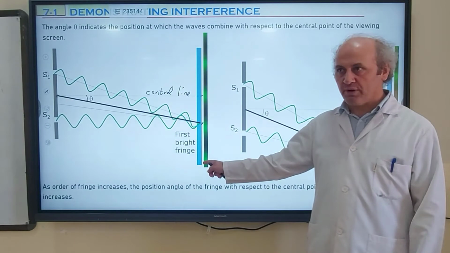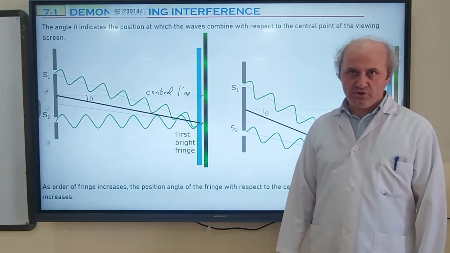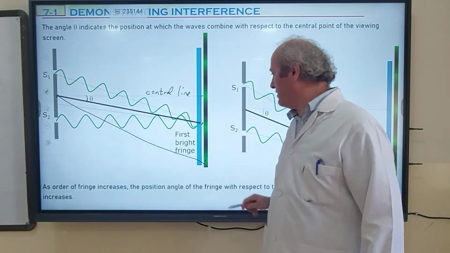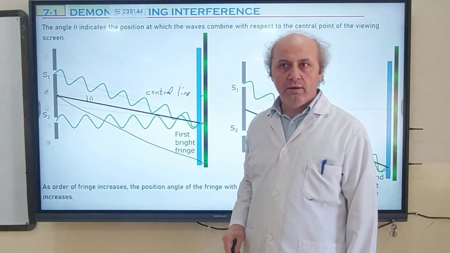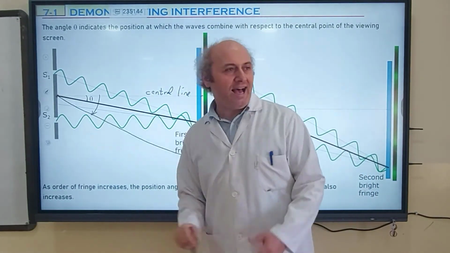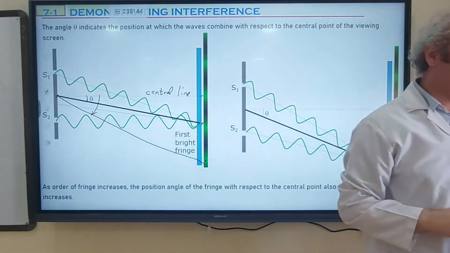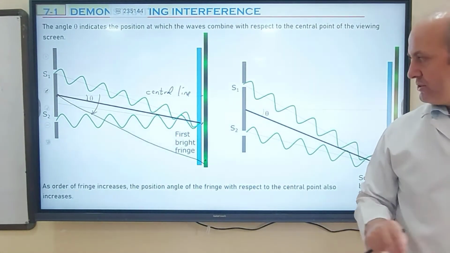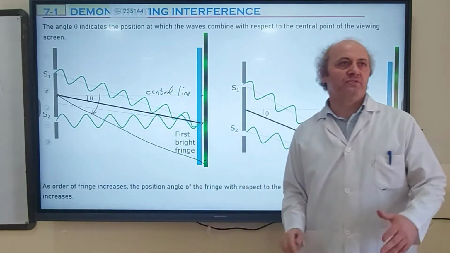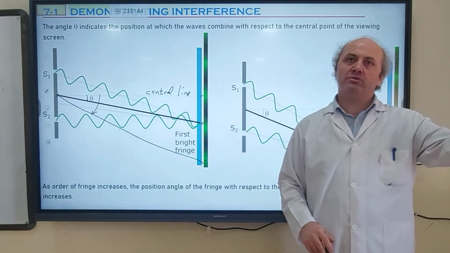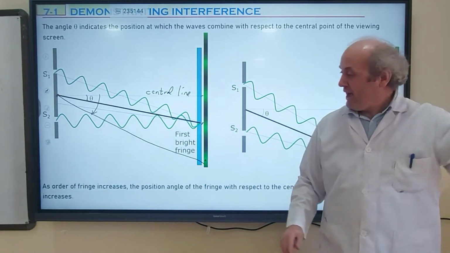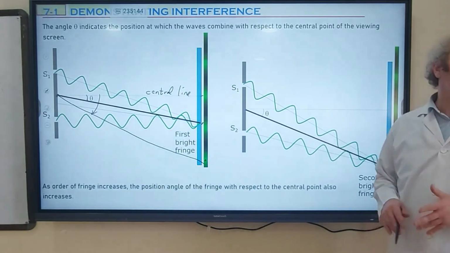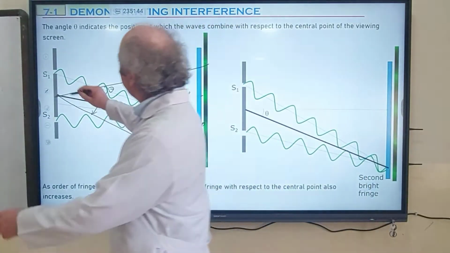Let's draw it for the second bright fringe. Here is the position of the second bright fringe. Draw a line from the midpoint of the sources to here. What happened to the angle? Increased. As the order of the fringe increases, angle theta, the position angle, also increases. From first to second, second to third, third to fourth, fourth to fifth, the position angle of the fringe with respect to the central line also increases.